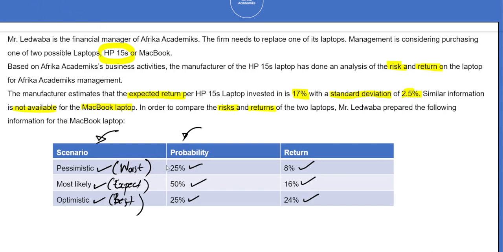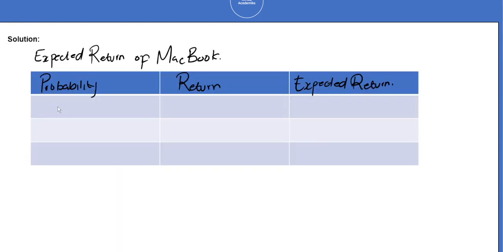I'll just highlight so you can follow. These are the percentages of the probabilities that we're going to take. And then we're going to also take the return, which is 8%, 16%, and then 24%, right? So we can go back to our answer sheet. We'll have 25% over here, 50% over here, 25% over here, and then we'll have the returns, 8%, 16%, and then 24%.